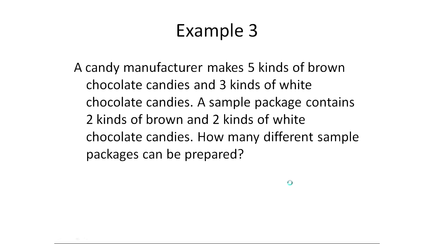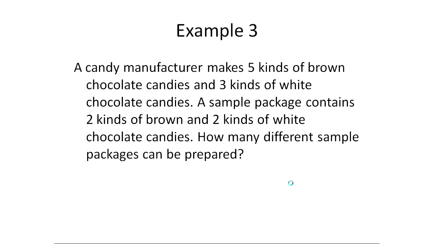I want to show you one other example so you can see how this works, and then one that's a little more complex. So I would say this first example is kind of like the last one, and then we'll do one where it's a little different than what we've been working on so far. So in this example, we're told a manufacturer makes 5 kinds of brown chocolate candies and 3 kinds of white chocolate candies. We have a sample package, and it's got 2 kinds of brown and 2 kinds of white. How many different sample packages can be prepared?